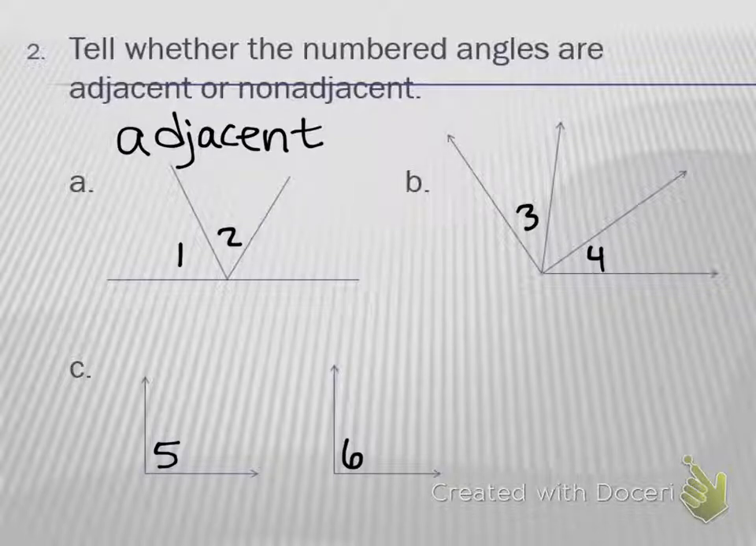What about part B, angles 3 and 4? So on part B, are these considered adjacent in geometry? Angles 3 and 4. No, why not? Okay, good. They're separated from each other. Even though they share a common endpoint, they don't have a common side. Okay, we can draw both of them without ever drawing the same side twice. So in geometry, these would be considered non-adjacent.